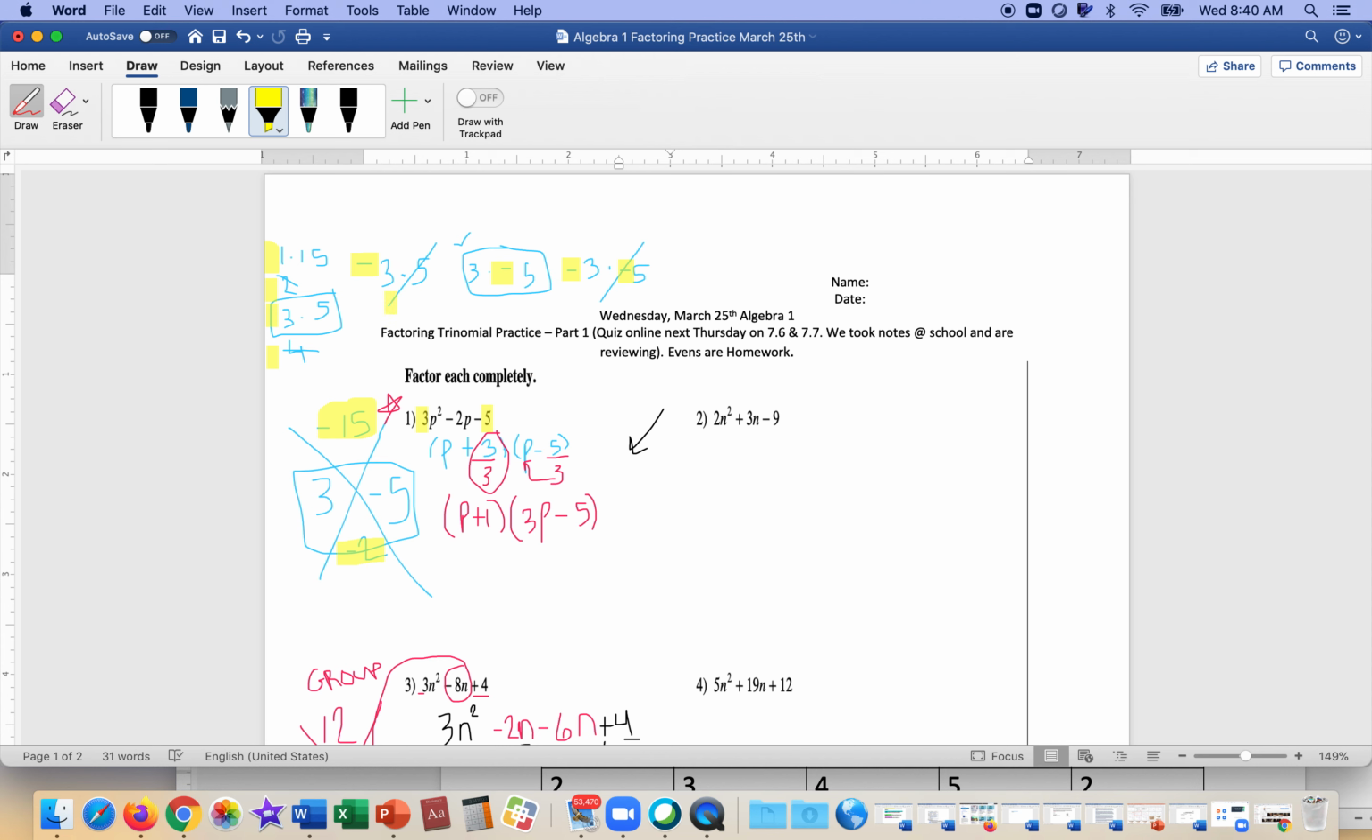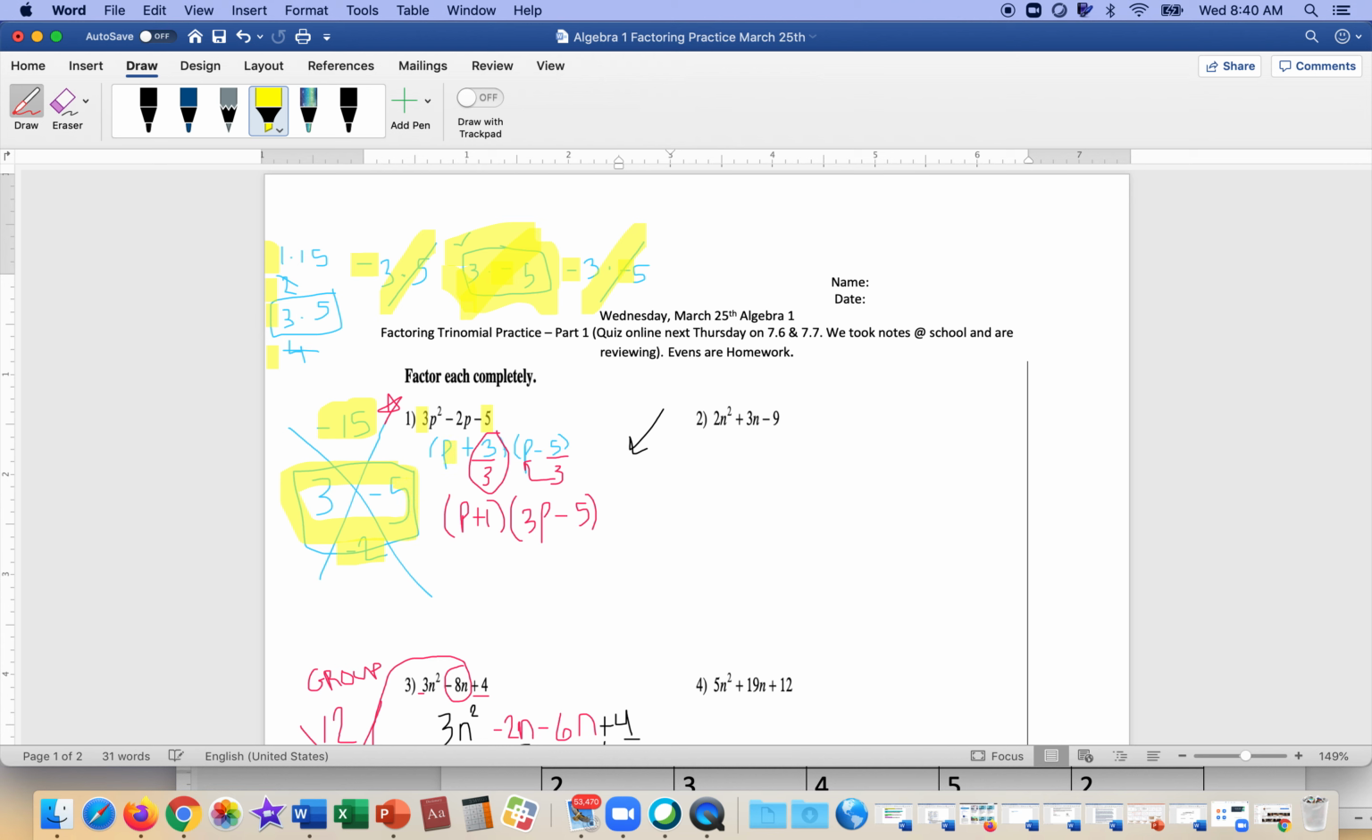Okay, so -3 plus 5 is 2, so that's out. 3 and -5 is -2, so check. That's why I picked that one. And -3 plus -5, I cross that out because that is -8. Okay, so once you found your factors, this is my method.